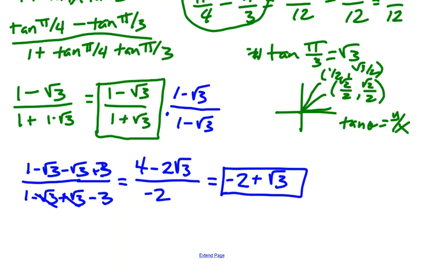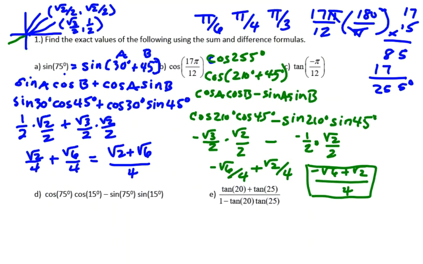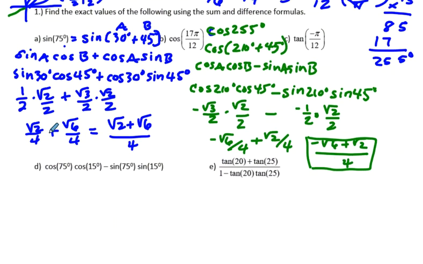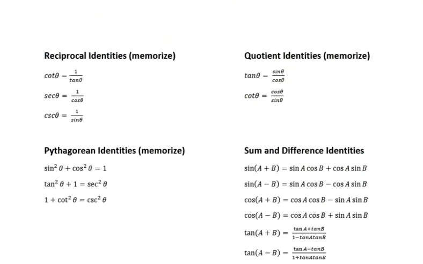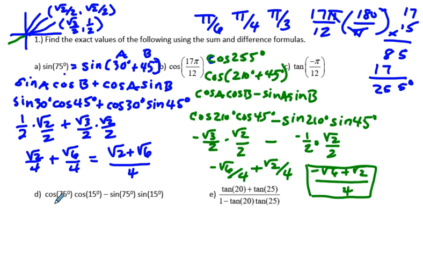Alright, let's go back to the paper. Alright, these problems, D and E, they take the right side of your formula and you simplify it to the left side. So let's look at the right side of your formula. Let's see, actually, first let's go back to here. I have cosine times cosine minus sine times sine.